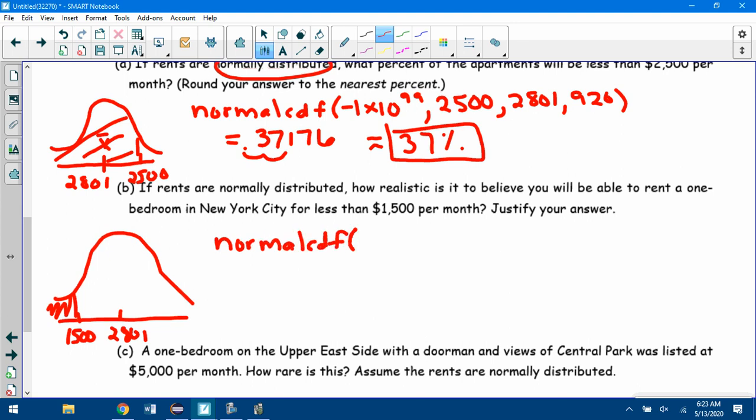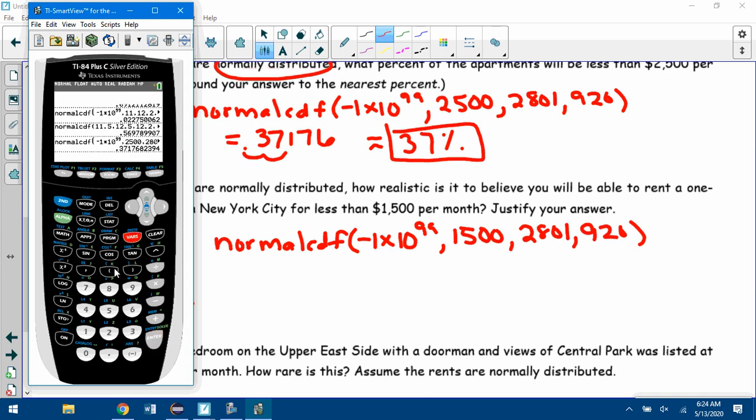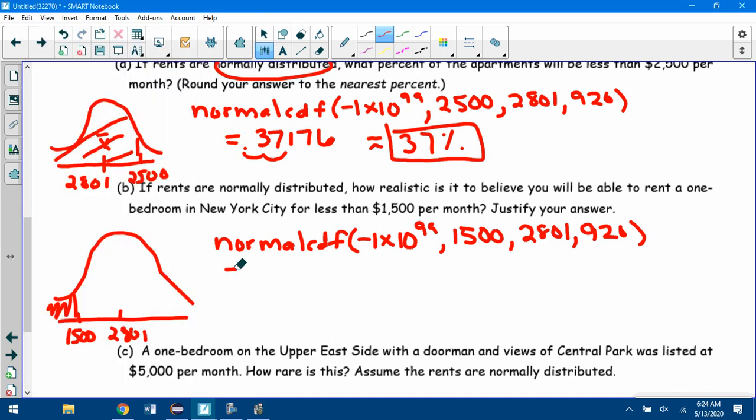So normal CDF, still negative infinity. We want less than 1,500, up to 1,500, with a mean of 2801 and a standard deviation of 920, because that hasn't changed. Okay, so negative infinity to 1,500 is all that's changing. 0.0786. So that's about an 8% chance.